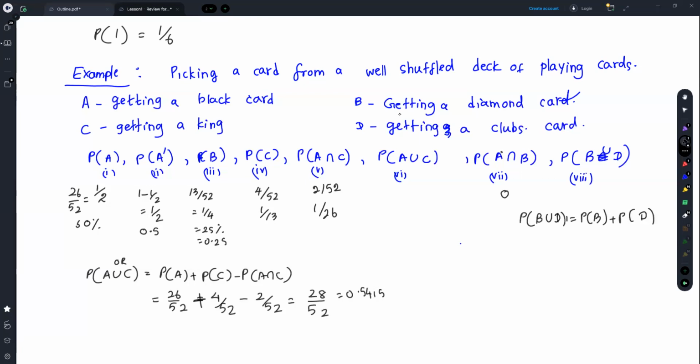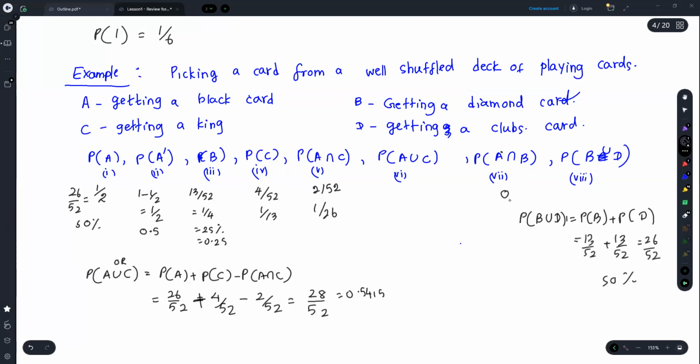And the intersection is 0, right? Because diamonds and clubs, you don't have overlap. So the intersection is 0. Therefore, you can simply add them, which will be 1 over 13 plus 1 over 13, which is 13 over 52 plus 13 over 52, which is 26 over 52 or 50%. Yes, so it is 0.5 or 50%, right?